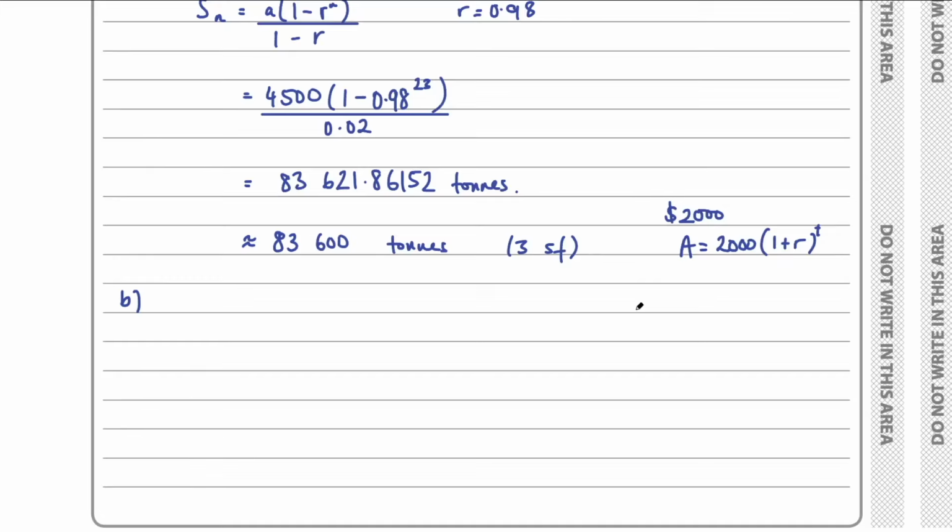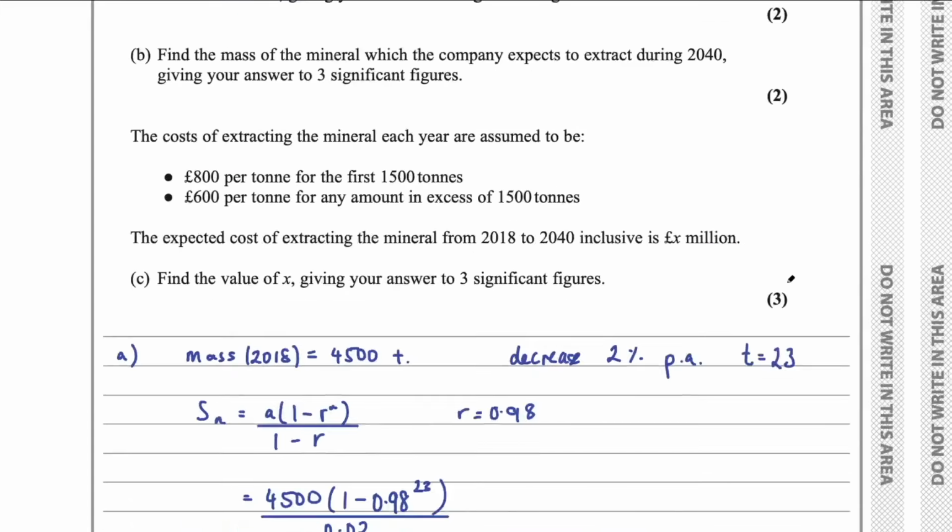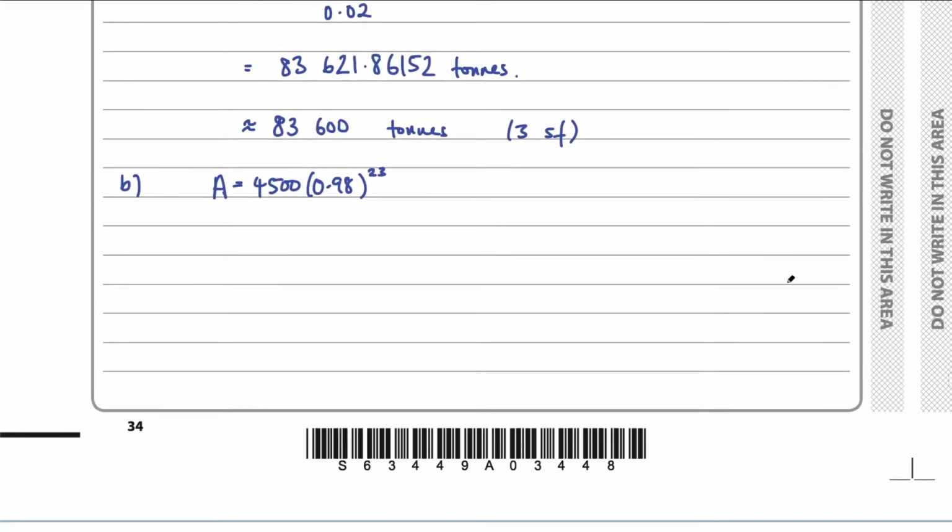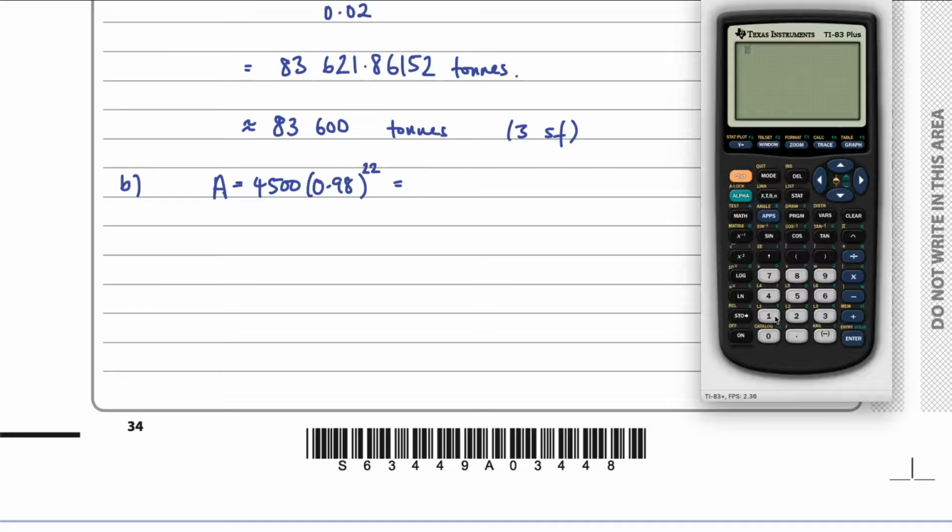So 2040 would be the 23rd year after they started. My apologies there. That should be 22, of course. So the periods there is 22 because we're not including that year in an amount. It's just the year we're going up to. So yes, 22 makes sense. Then we'll just calculate this. So 4,500 multiplied by 0.98 to the power of 22.